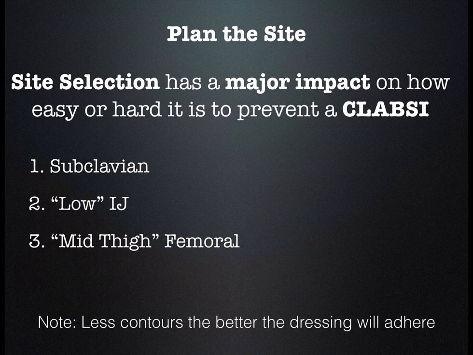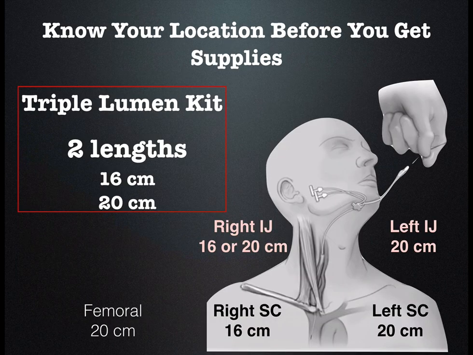So if you're going to go to an internal jugular, we're going to recommend the low internal jugular position, and we'll show you that in just a second. And if you're going to have to resort to our femoral location, which is our least favorite, we want to use a mid-thigh location. We will show that also. Just remember that these techniques that we're about to teach you are related to how well you can maintain the dressing in the surgical site.